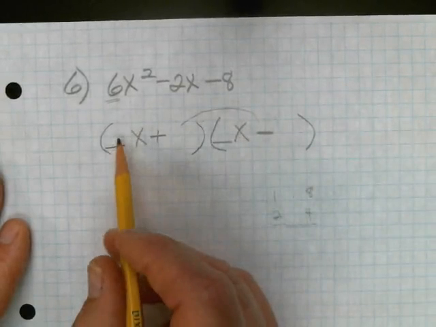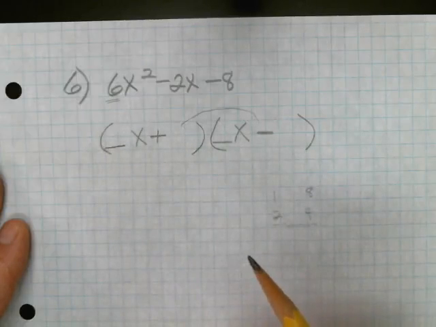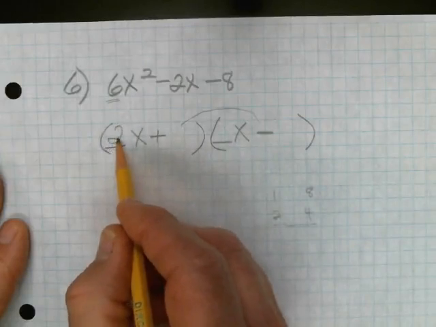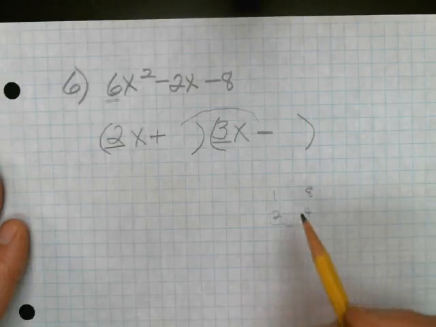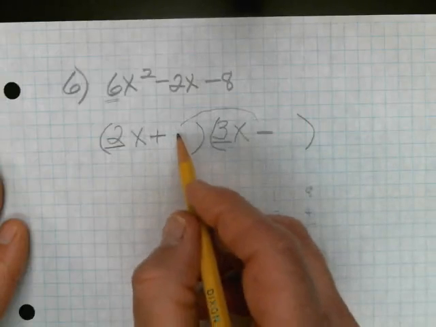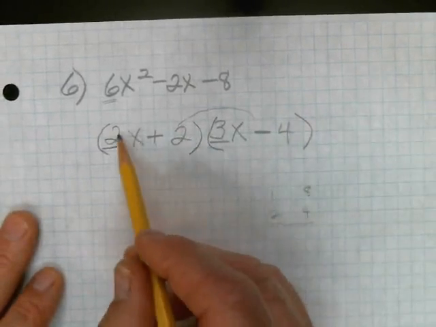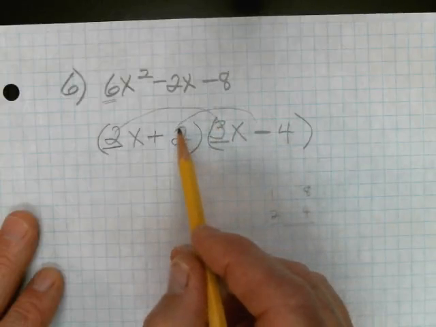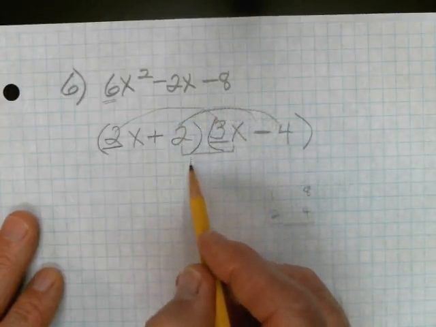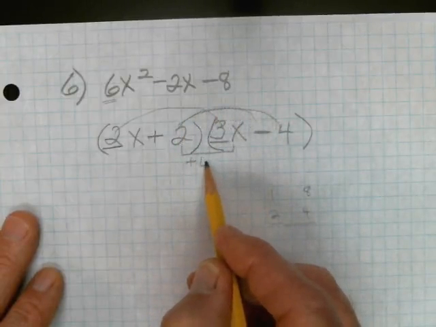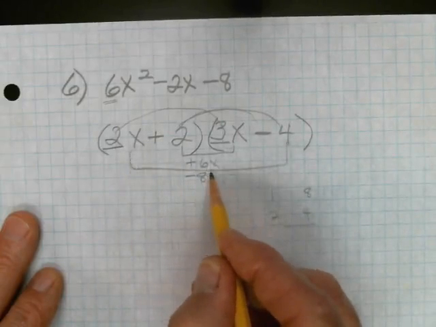So one of these could be 1 and 6 or 2 and 3. Let's play around a little bit. Let's say this is 2x and this is 3x. And then let's say this is 2 and this is 4, and let's see how we are. So this is 6x squared. This is minus 8. This is plus 6x, and this is minus 8x.